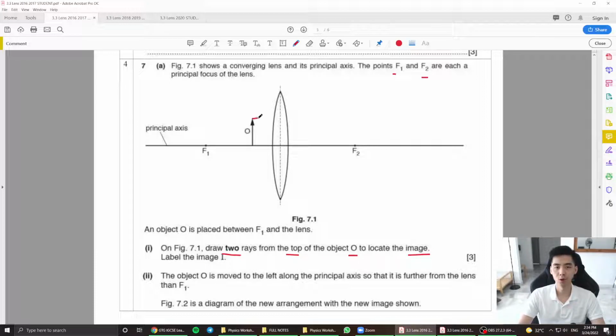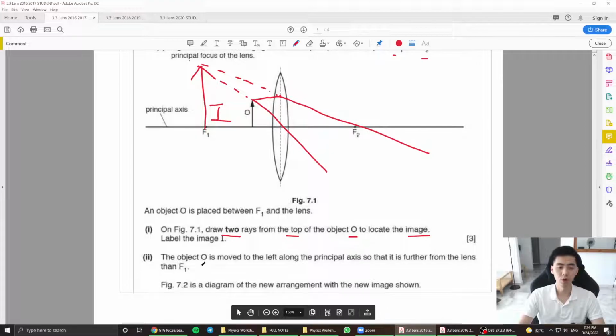Same concept, you're going to draw a horizontal line, cut through the focal point, cut through the optical center, then you dot your lines. You draw dotted lines here indicating that they are virtual light. Wherever the dotted lines meet, that is essentially where your image will be formed.